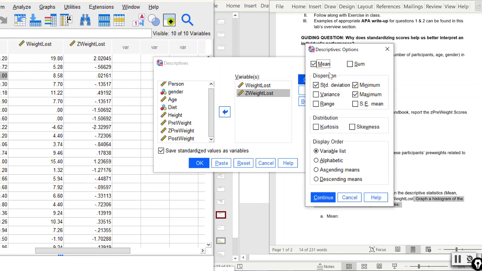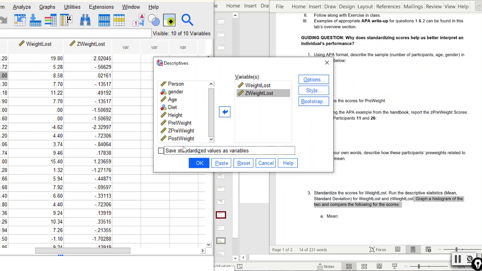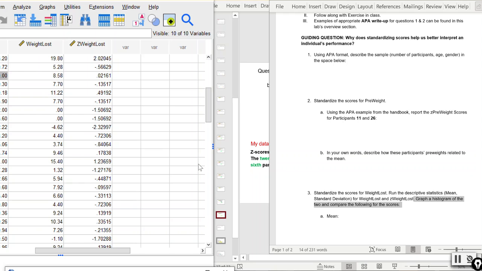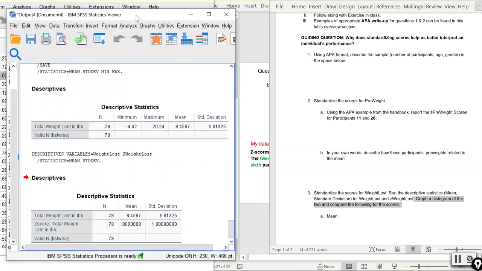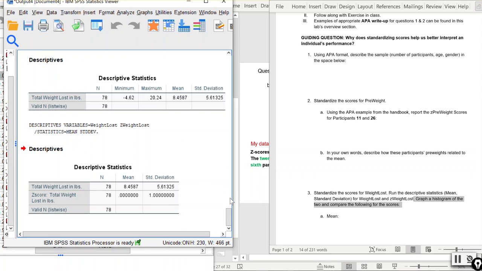When the variable is standardized, mean and standard deviation, we don't need these two. Mean, standard deviation are checked off. And then we're going to go ahead and press continue here. Check off of that because you don't need this anymore. And then if we were to look at this handy dandy output, what we see here is Z weight loss. We see a mean of 0, and then we see a standard deviation of 1.